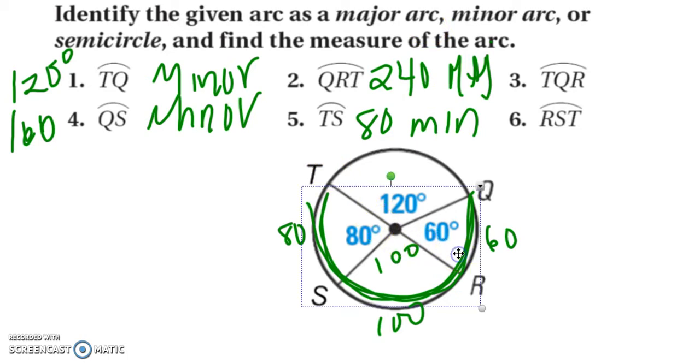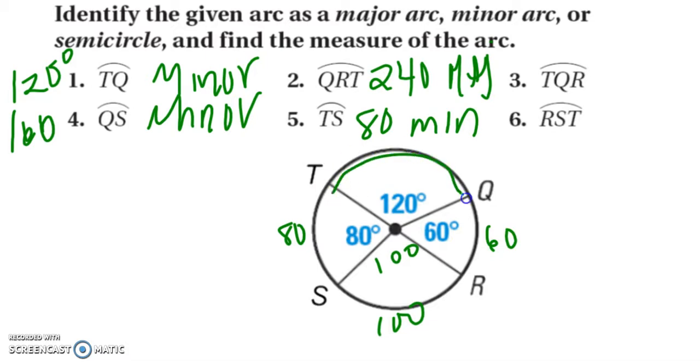TQR. So I'm going to go from T to Q to R. So TQR, you have to go in the order of the letters. That's 180 degrees, and therefore it's a semicircle.